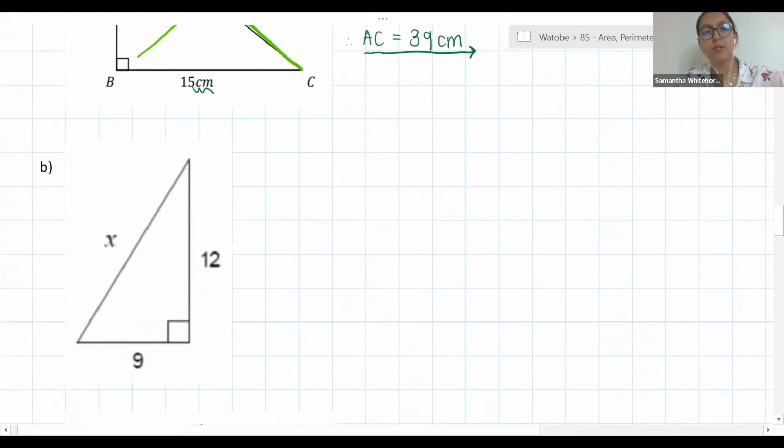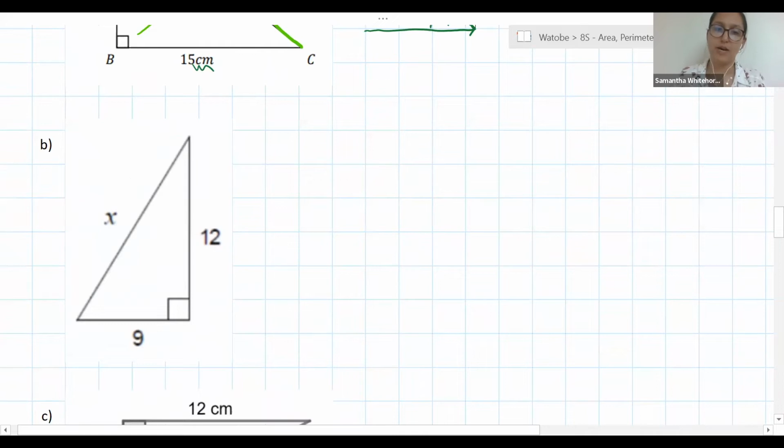Okay, so I want you to give question B a try. So again, identify for yourself which side is the hypotenuse, and then try and use your theorem of Pythagoras in order to go and solve for the unknown length x. If you have an answer, or when you have an answer, you can pop it in the chat for us, but I'm going to give everyone a chance to have a try before we have a look at the answer.